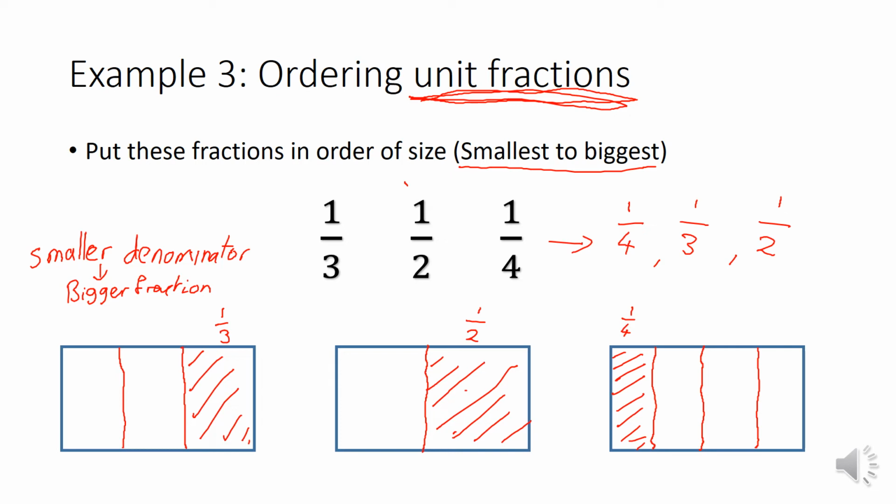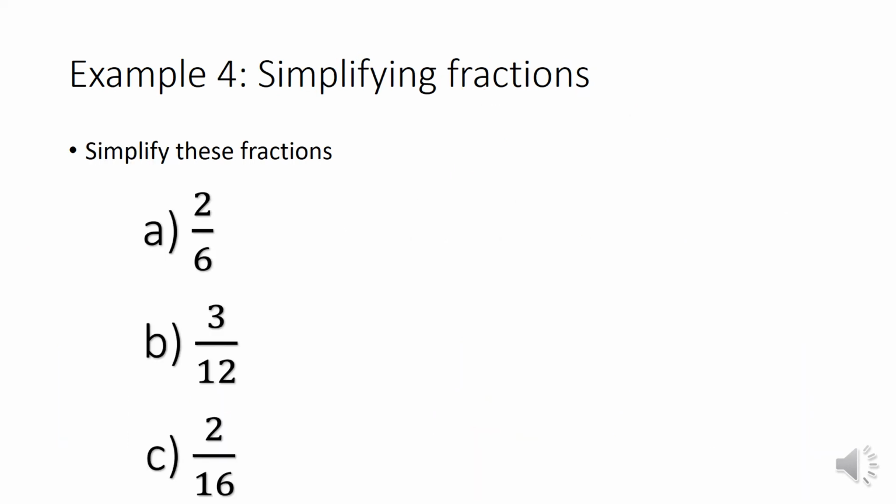Okay, and last skill of the lesson, we're going to go on to example 4. This is simplifying fractions. So I'm going to do a diagram for this first one, but we're not going to do diagrams for all of them. When we've done the first one, I'm going to show you the rule that means you can do it a lot quicker without drawing a diagram. So here we can see we're no longer doing unit fractions because we've got a numerator of 2.